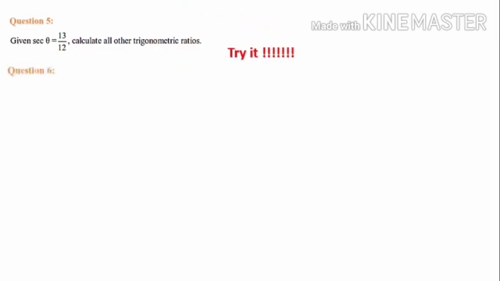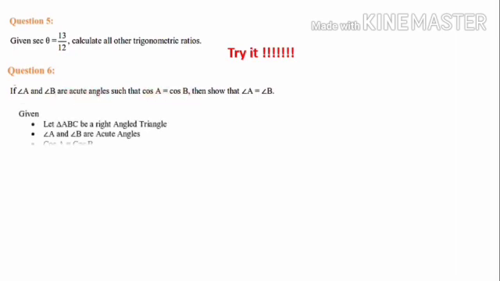Question number 6. The question is, if angle A and angle B are acute such that cos A is equal to cos B, then show that angle A is equal to angle B. So here there are 3 conditions given to you. There is a right angle triangle, and of course we have to use trigonometric ratios. Angle A and B are acute and cos A is equal to cos B. So let's write all these given conditions.